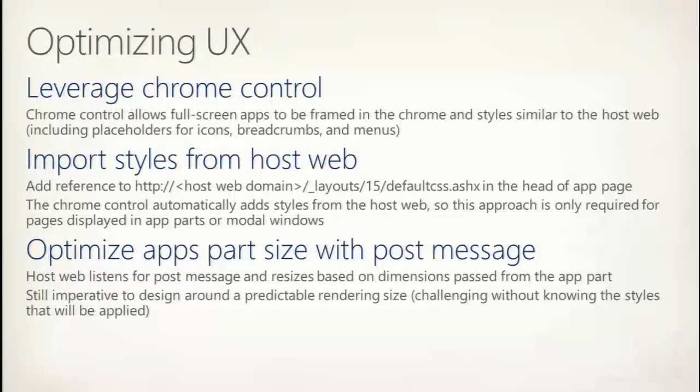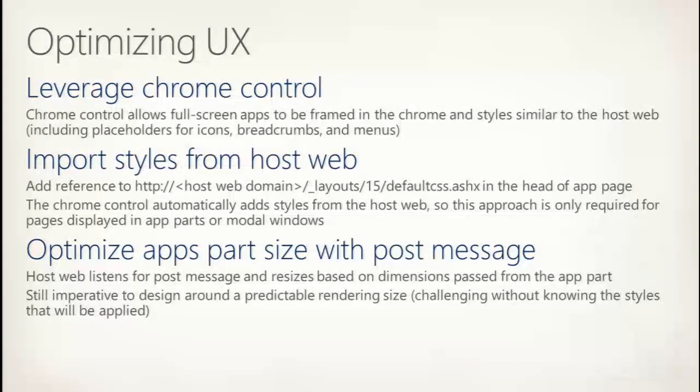If I'm not doing that, if I'm doing a dialog app or something like an app part, then I want to make sure I reference the styles from the host site. I can actually go out and reference those styles, pull those in, and then automatically be able to leverage the look and feel in that way. So again, very important: the Chrome control is more for full-page apps, and importing styles is more for app parts or dialogs. The Chrome control automatically brings the styles in, so you don't have to do it in that case.